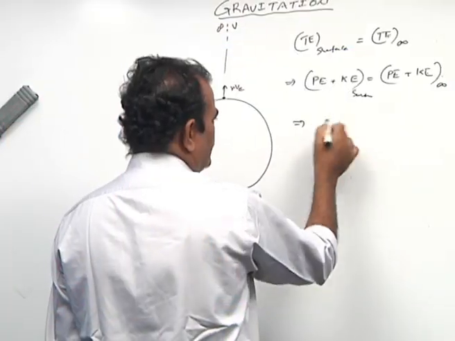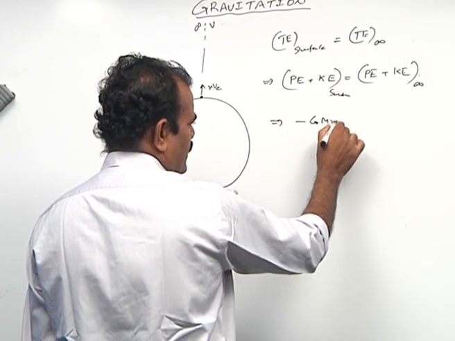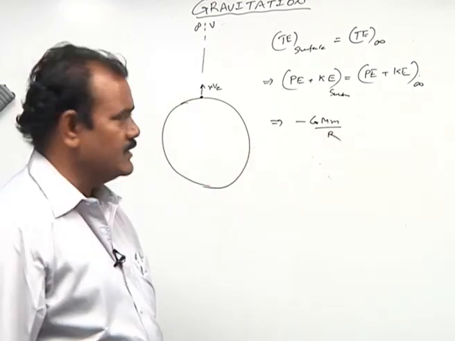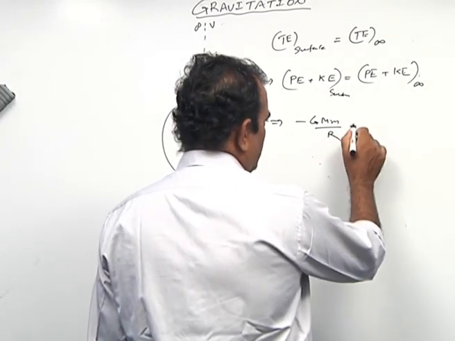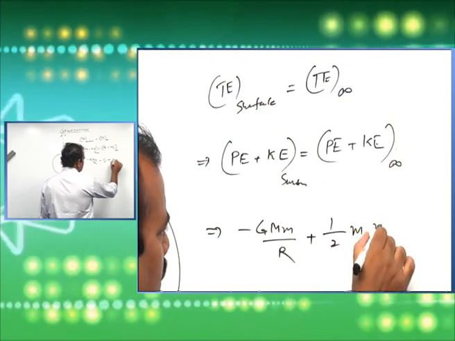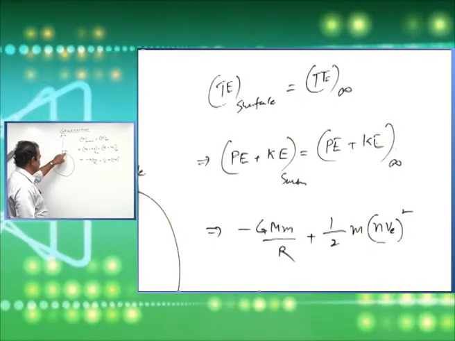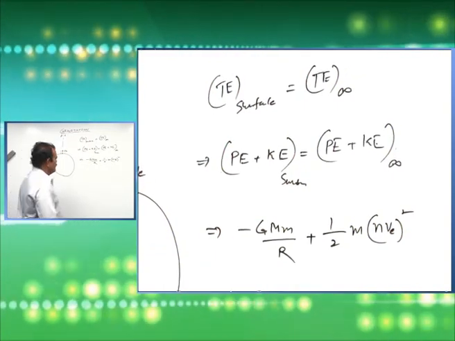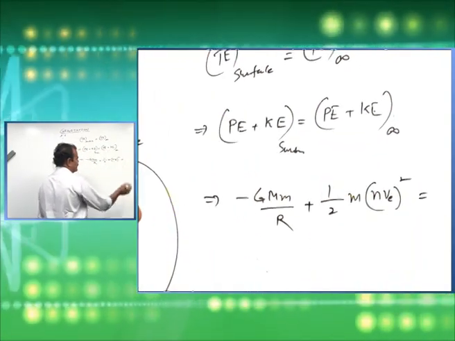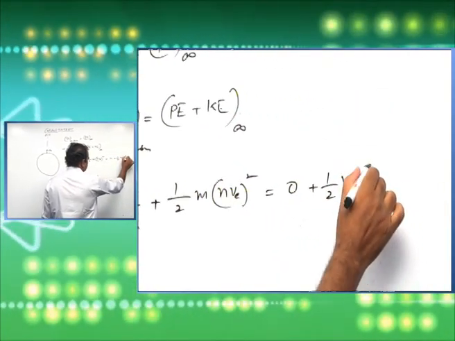On the surface of earth, the gravitational potential energy is minus G capital M small m by R. The kinetic energy is 1 by 2 m times nVe whole square, because in this new case the body is projected with velocity nVe. At infinity, the PE is definitely 0, and the kinetic energy is 1 by 2 mv square.